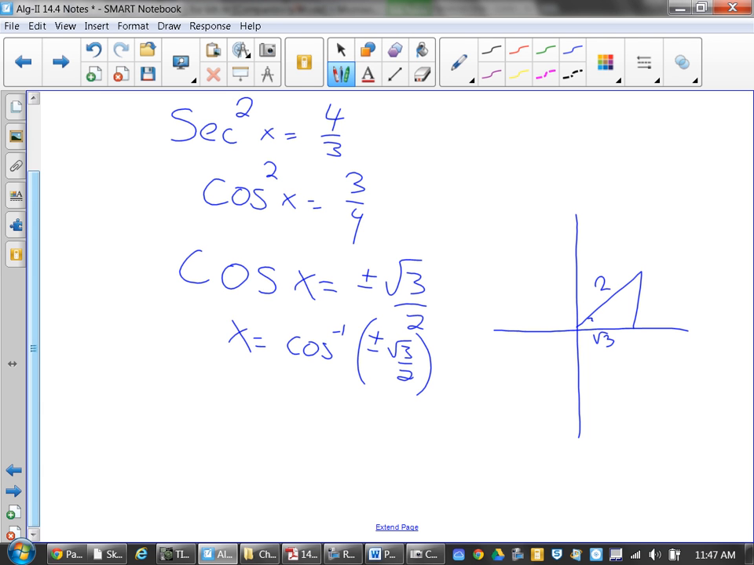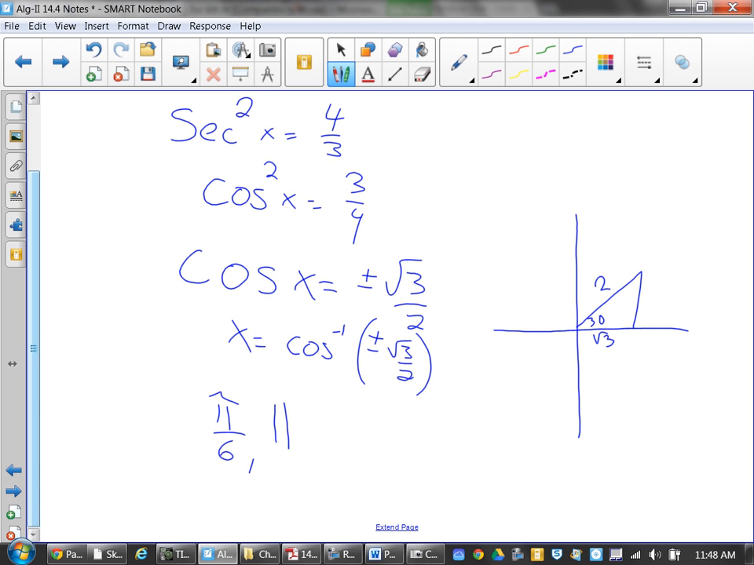So that's got to be our 30-degree angle. So pi over 6 has a positive cosine value of root 3 over 2. What is the other positive angle of cosine? 11 pi over 6.